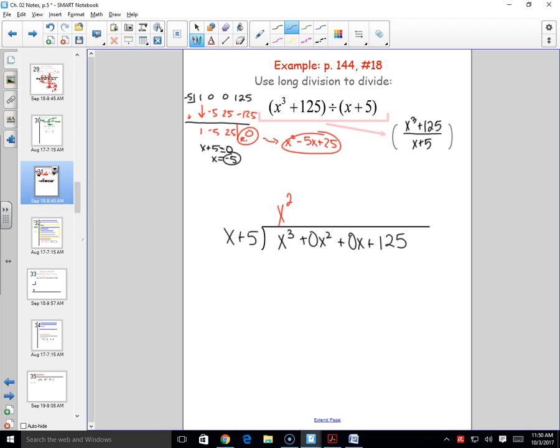Caitlin, so what do you do next? You distribute the x squared. And you get x plus 5, and you get x cubed plus 5x squared. Trevor, what next? We distribute the negative. Good. So subtracting the whole thing. And what happens when you distribute that negative?